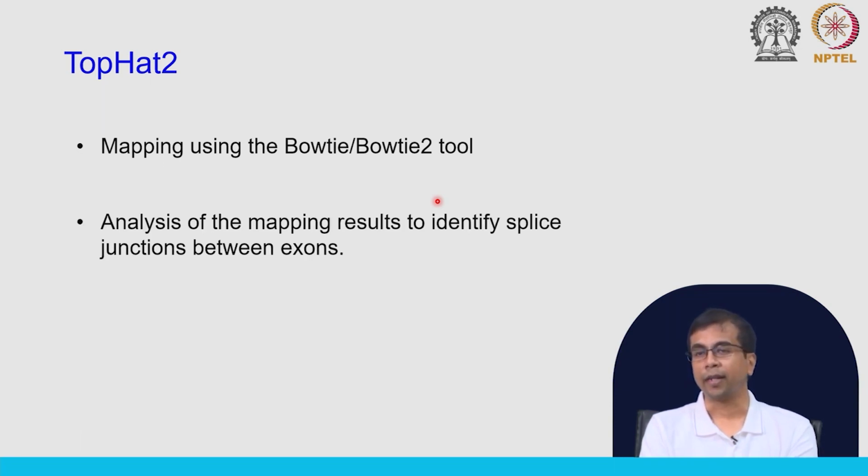So, what it did, it actually analyzed the mapping results to identify splice junctions between exons. It took the same approach as Bowtie2, but then it looked at the mapping results very carefully and identified the splice junctions, that is, which exons are combining with which one.